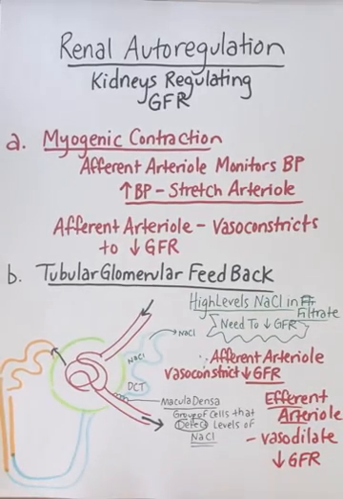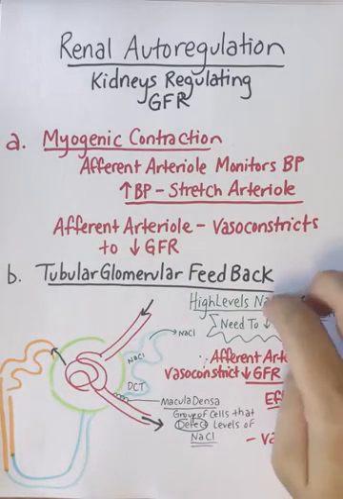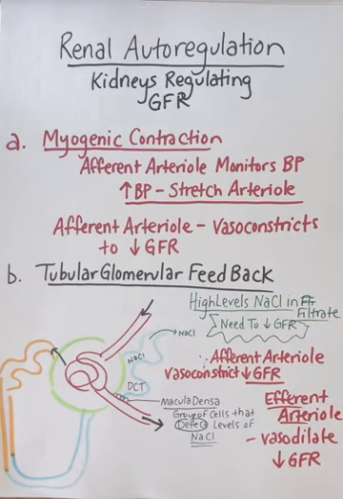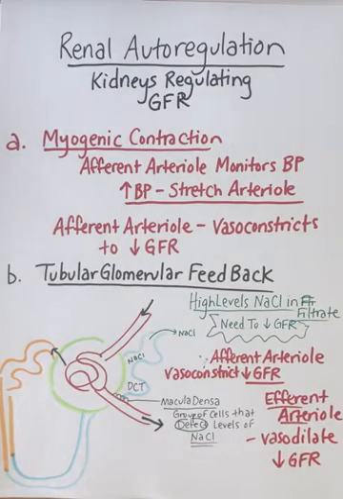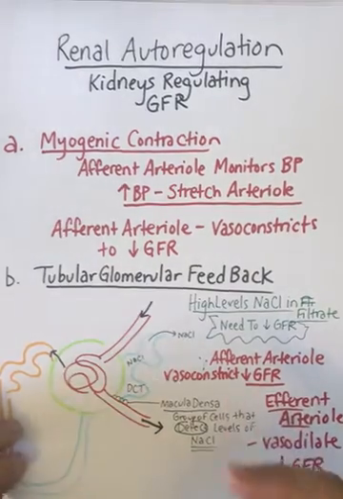So, tubuloglomerular feedback is detecting the amounts of sodium chloride. When you have high levels of sodium chloride, that means you're super dehydrated and you need to drink water to dilute your blood so that you can pee. But when you have high levels of sodium chloride, that means you have low levels of water, so you need to decrease your GFR. Now, this is renal autoregulation.